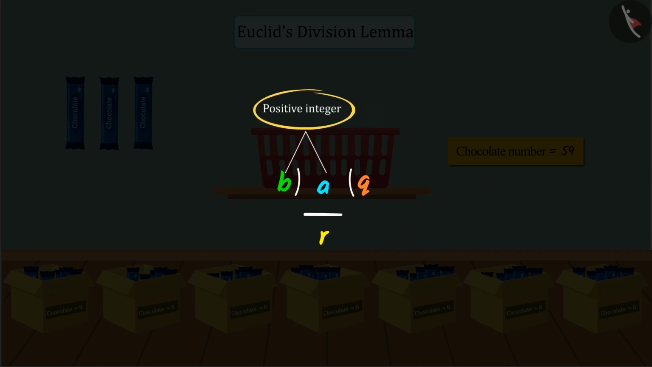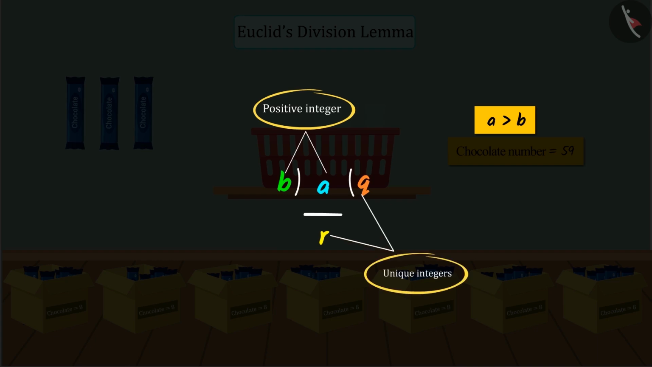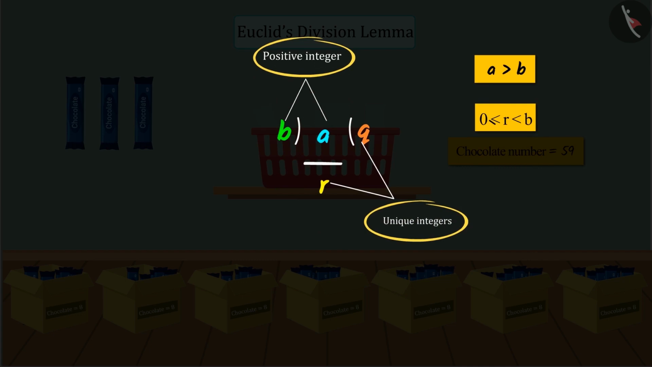In the above situations, 2 positive integers A and B are seen, where A is greater than B, and there exist unique integers Q and R. On division, we get remainder R, which is greater than or equal to 0 and less than B, from which we can say that A is equal to B times Q plus R. This is known as Euclid's division lemma.